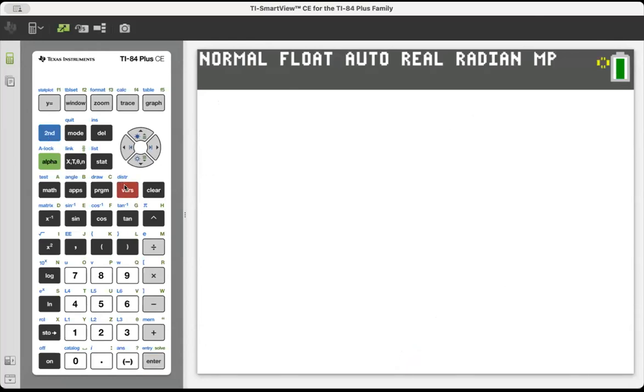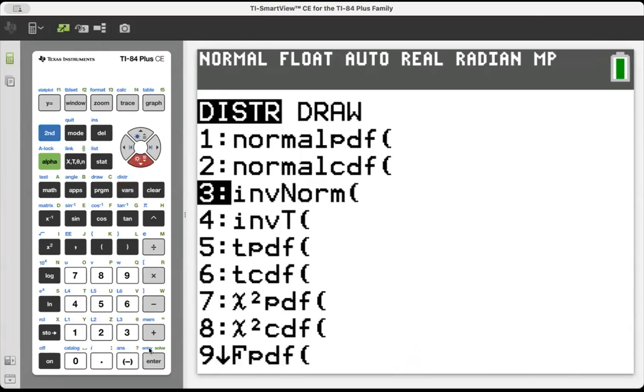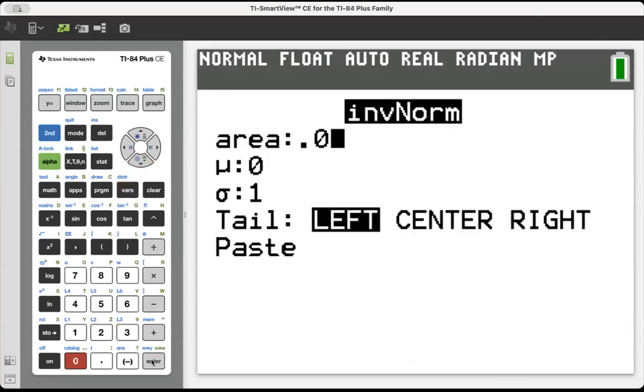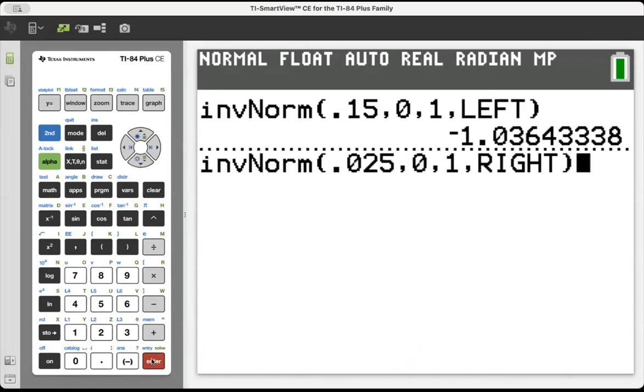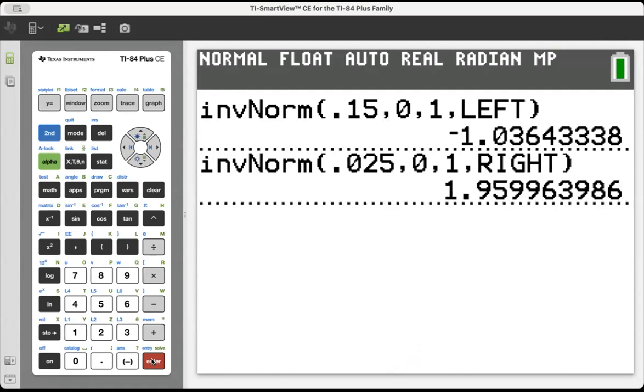Okay, second distribution, inverse norm, 0.025, right, and go down to paste and hit enter. And rounding this to two decimal places, 1.959 becomes 1.96.